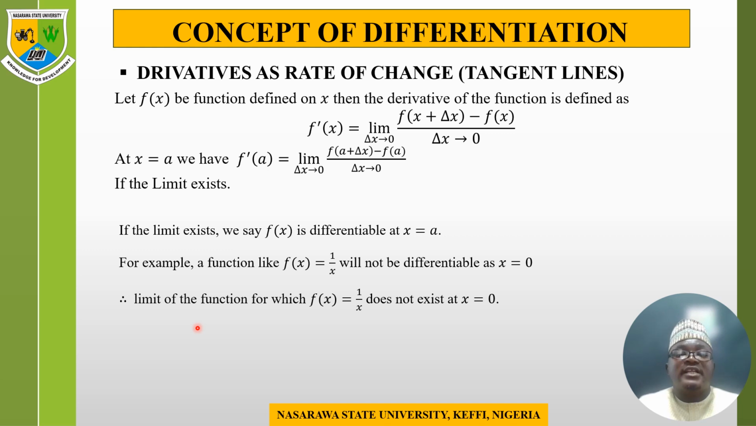For example, a function like f of x equal to 1 over x will not be differentiable at x equal to 0. If we let the value of x be 0, you are going to have 1 divided by 0, and 1 divided by 0 is undefined. So this is not differentiable there. The reason is that you cannot divide any number by 0.